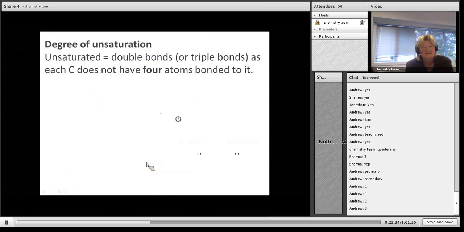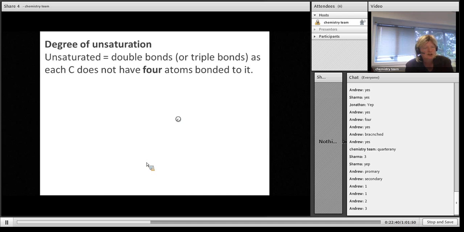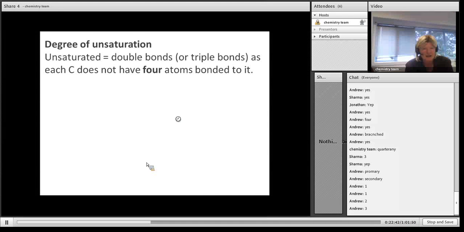Okay, now this is another thing you need to know, the third little bit of information you need to know, is the degree of unsaturation. And last year when you did alkanes, alkenes, and alkynes, you were given some formulae: CnH2n plus 2, CnH2n, and so on. So we use that to work out the number of possible bonds.